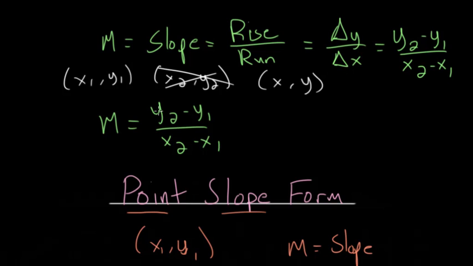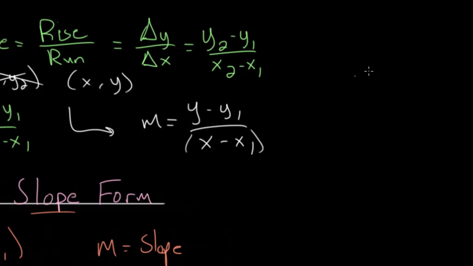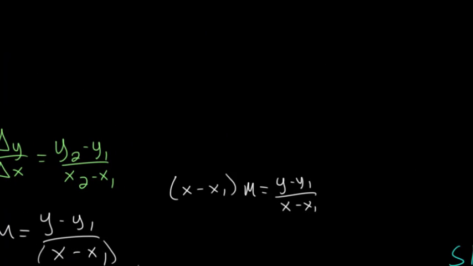So if we replace x2, y2 with just the more general x and y where we don't know those specific points, then from that we have that m is y minus y1 over x minus x1. And from here, we basically just multiply each side of the equation by this denominator, x minus x1. And so when we do that, we have x minus x1 times m equals y minus y1 over x minus x1, and we're going to multiply the right side also by x minus x1.